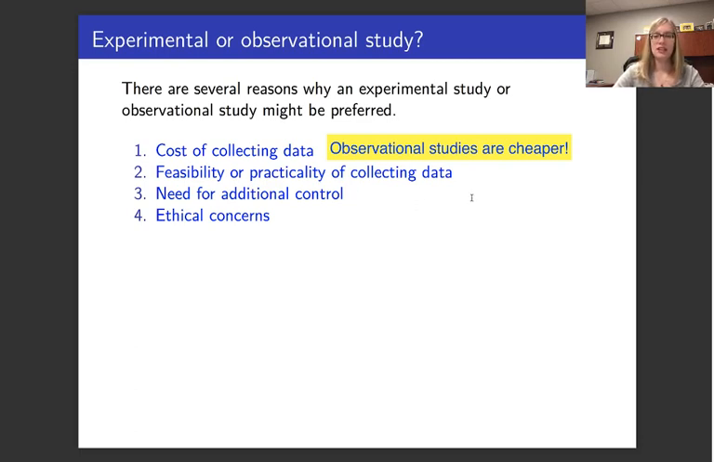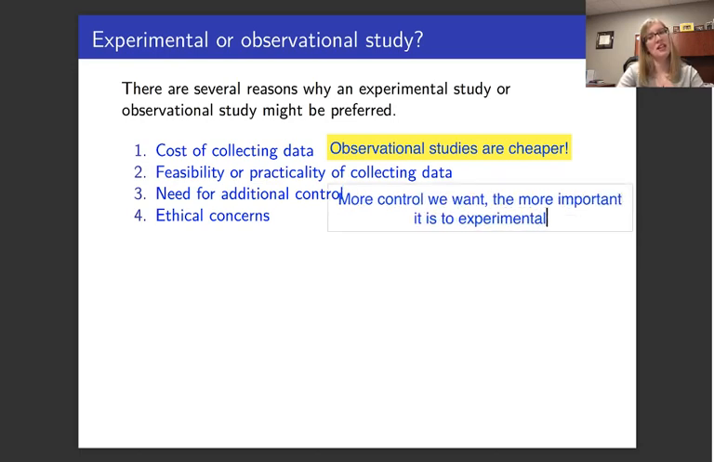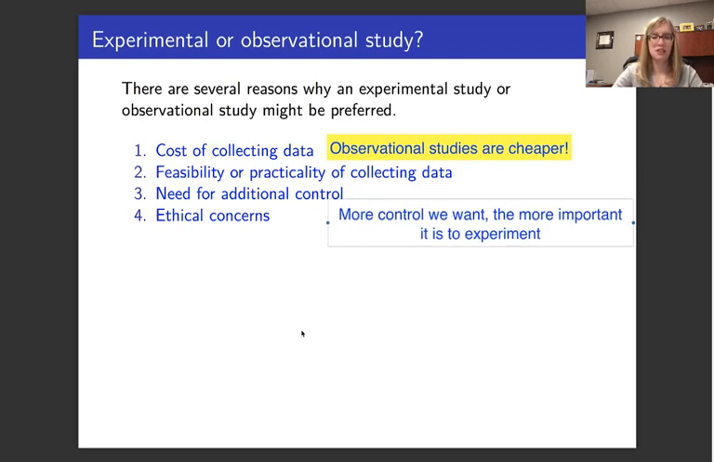If we need additional control, we might choose an experimental study. So the more control we want, maybe it's external conditions, maybe it's how the subject is behaving, the more control we want, the more important it is to experiment. Experimental studies, manipulating those subjects, give us control.